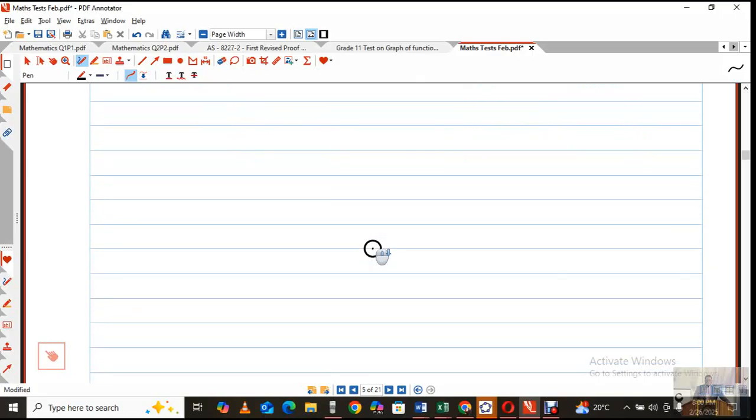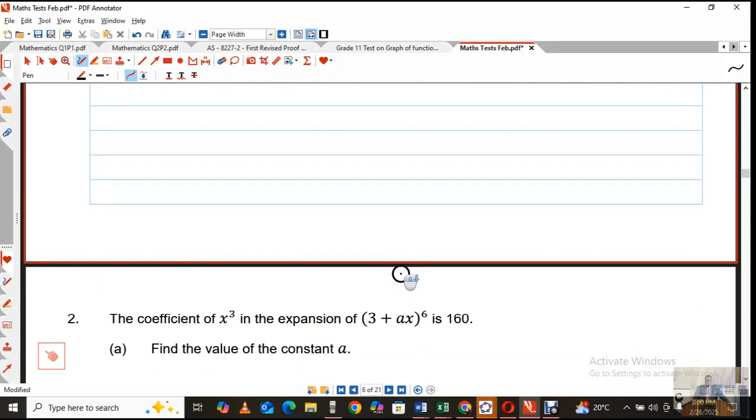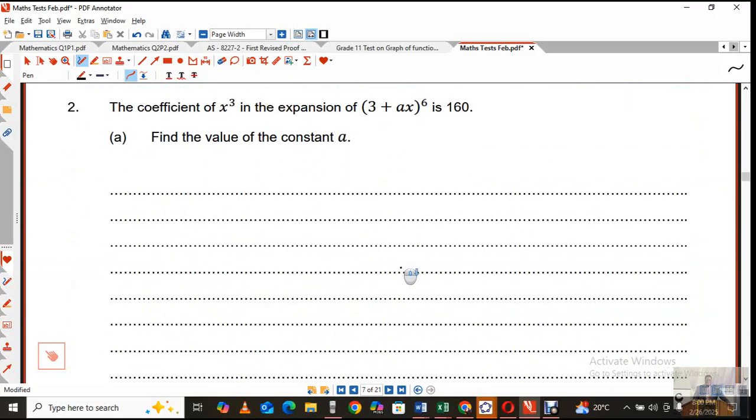All right, let's go to the next question. The next question is a little bit of work on the binomial theorem. So I picked a question where there is a little bit of a catch here. It says the coefficient of x cubed in the expansion of (3 plus ax) all raised to the power of 6 is equal to 160.